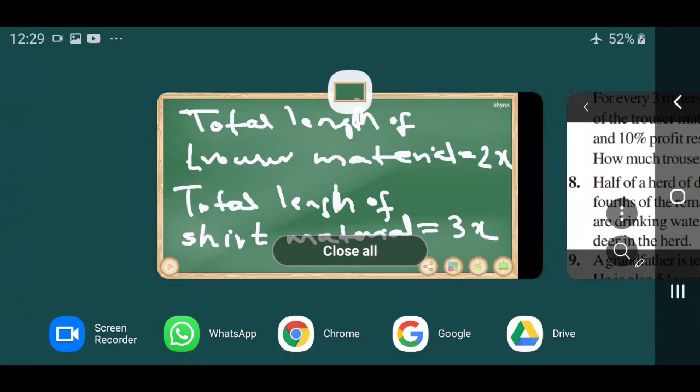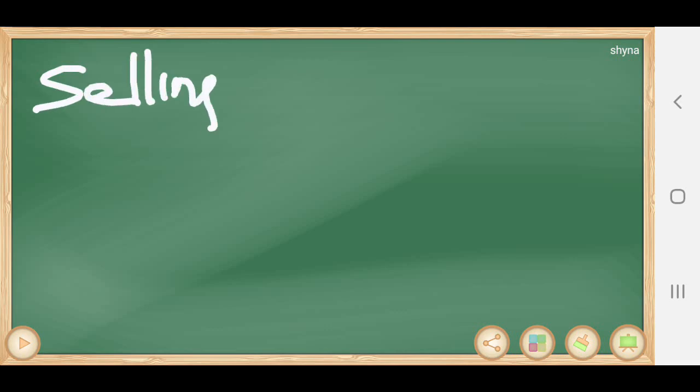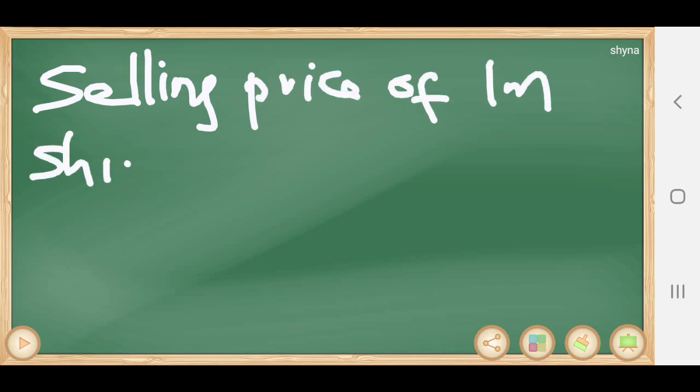Then we already wrote that cost of 1 meter shirt material is rupees 50. Then what is the selling price? If he is selling 1 meter shirt material, what is the selling price of 1 meter shirt material?